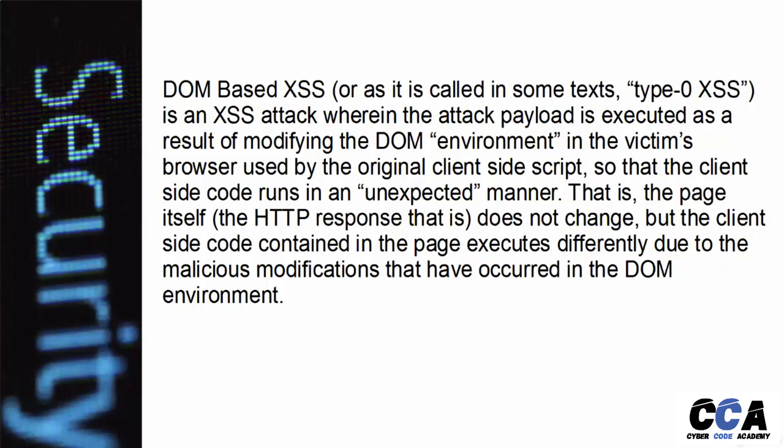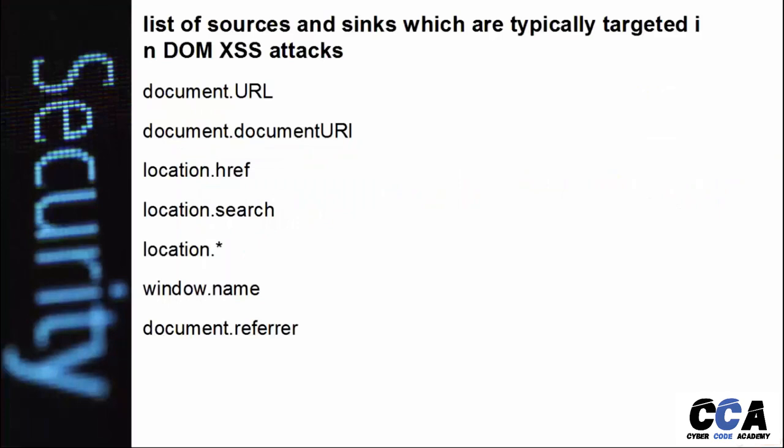In reflective and stored cross-site scripting attacks, you can see the vulnerability payload in the response page, but in DOM-based cross-site scripting, the HTML source code and the response of the attack will be exactly the same, that is, the payload cannot be found in the response. It can only be observed at runtime or by investigating the DOM of the page. List of the sources and sinks which are typically targeted in DOM XSS attacks: document.documentURI, location.href, location.search, location.hash, window.name, document.referrer.